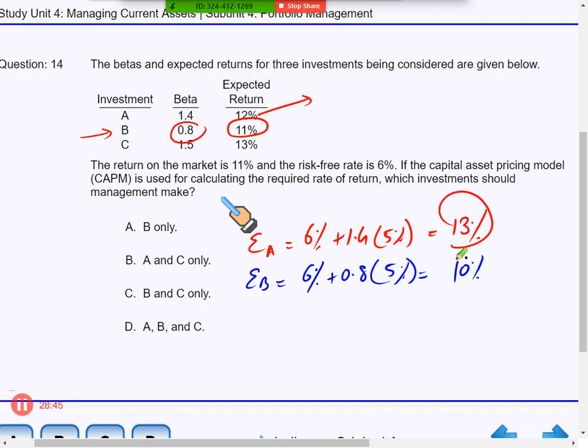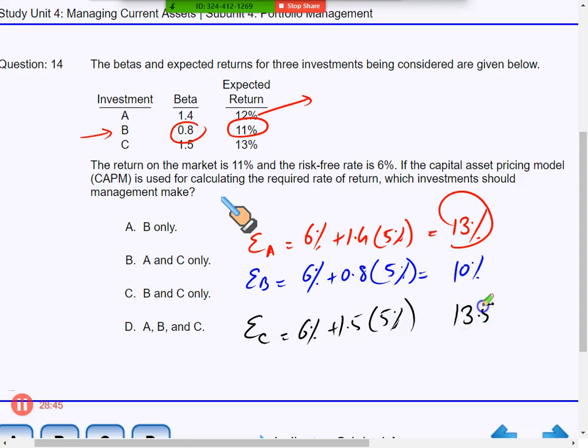Let us calculate for the last one as well. Expected return as per the given data, as per CAPM, for C: 6% plus beta, that is 1.5, times the difference between the market rate and the risk-free rate, again 5%. So it's going to be 1.5 times 5 plus 6, which gives you 13.5.